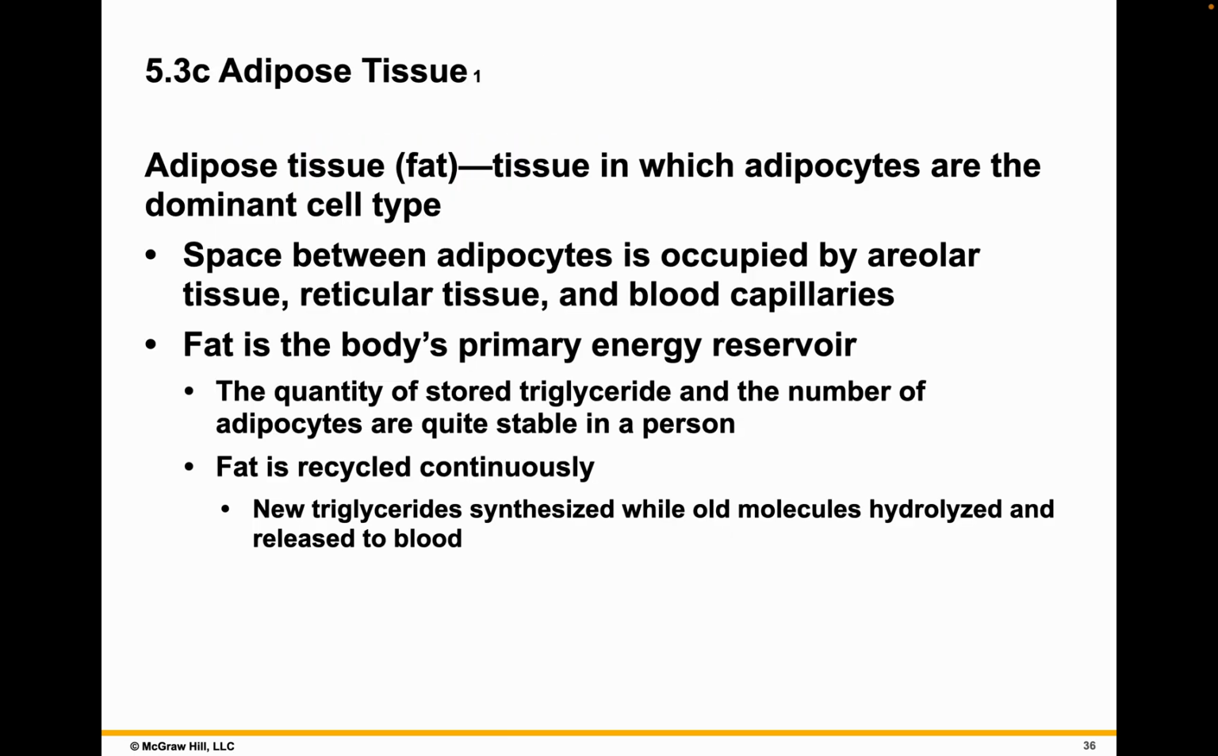Adipose tissue, or fat tissue, is adipocytes, which are the dominant cell, and the space between the adipocytes is occupied by areolar tissue, reticular tissue, and blood capillaries. The fat is going to be the body's primary energy reserve. The quantity of stored triglycerides and the number of adipocytes are quite stable in a person. Fat is recycled continuously. New triglycerides are synthesized while old molecules are hydrolyzed and released to the blood.